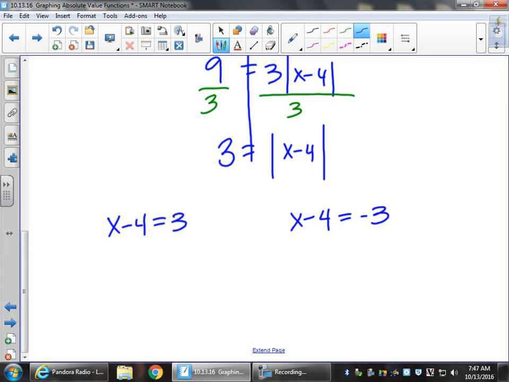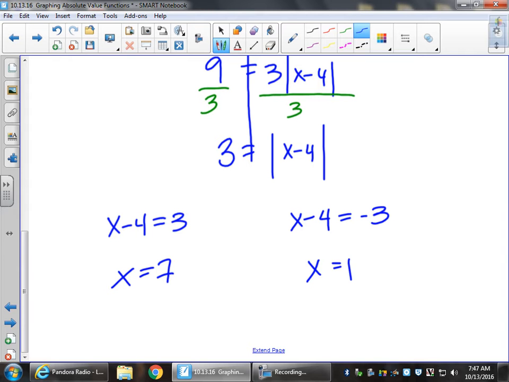Because if what's inside these absolute value bars equals 3, what's the absolute value of 3? 3. If what's inside here equals negative 3, what's the absolute value of negative 3? 3. So here we will always break it up and we're going to have 2 answers. So over here when I add 4 to both sides, I get x equals, what's x equal for that one? 7. And what does x equal over here?